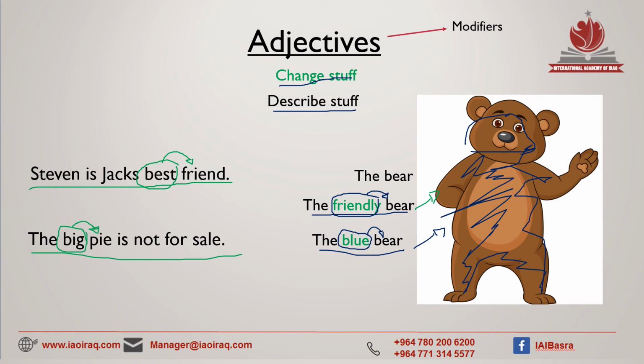For example, if you look at this sentence here, if you take out the adjective, the sentence still makes sense. Stephen is Jack's friend. Still makes sense. We take this sentence here, you take out the adjective, the pie is not for sale. So this sentence still makes sense. So without the adjective, they would still make sense. The adjectives just add a little extra to the sentence. They describe, they modify words. Great, guys, let's move on.